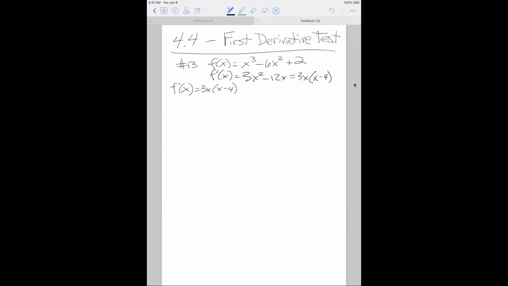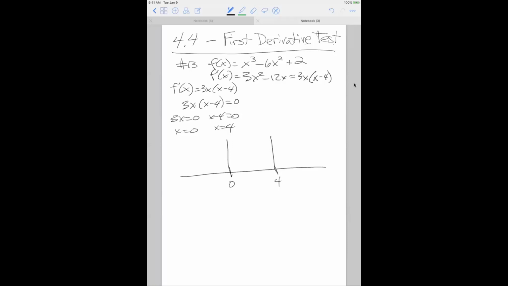What I'd like to do now is find out what causes this to be equal to 0. Let's set this equal to 0. That can happen when 3x equals 0 and when x minus 4 equals 0. So x equals 0, x equals 4. Those are our two critical points here. Now I'm going to draw a number line and show the two critical values, 0 and 4. What I'm concerned about is the region to the left of 0, between 0 and 4, and to the right of 4.